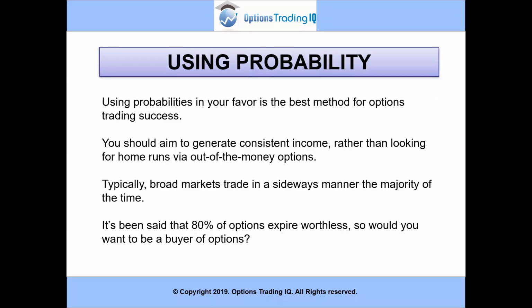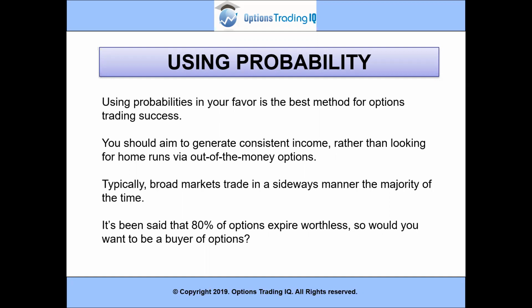So one of the ways we can do that is by using probability, and using it in your favor is the best method for options trading success. You should aim to generate consistent income rather than looking for home runs via out of the money options. People get sucked in thinking, oh, I can buy this option for $50 and it might go up to $1,000 or something like that, but it very rarely happens. The better way is to try to trade consistently and hit singles rather than home runs.